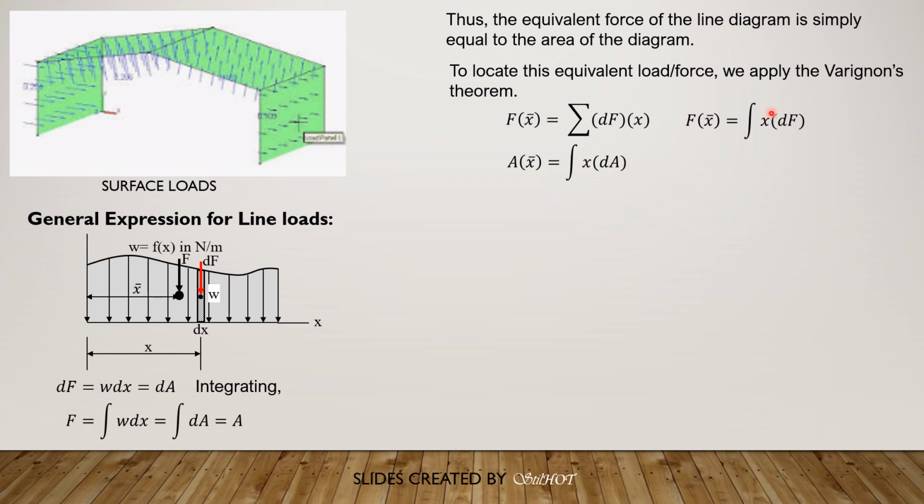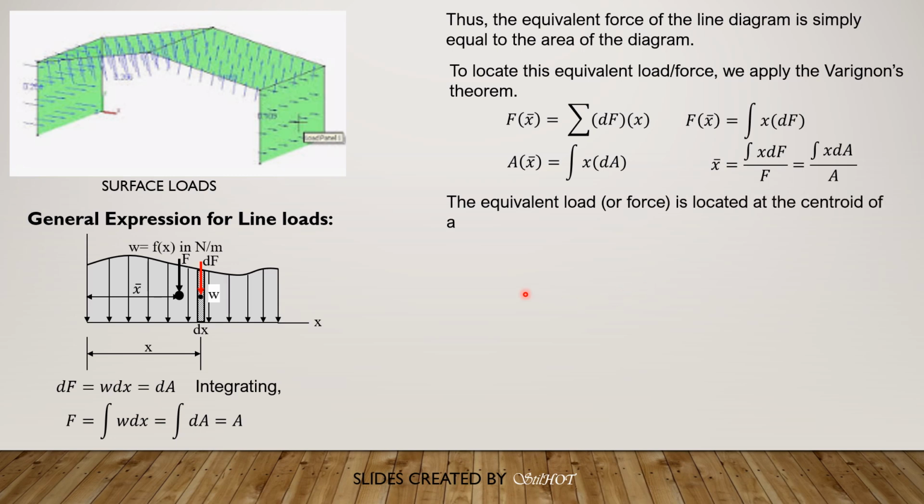And since F is simply equal to the area under the line load diagram, then we have x-bar equals the integral of x dA over A. So x-bar is equal to the integral of x dF over F, or the integral of x dA over A. So the equivalent load or force is located at the centroid of the area.